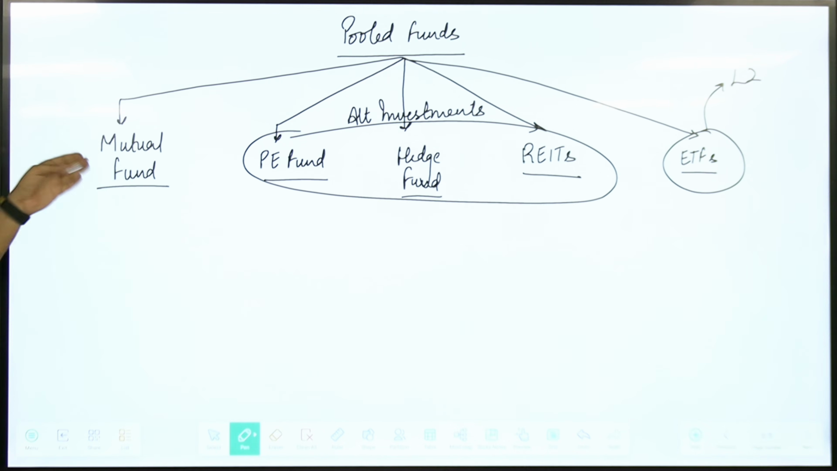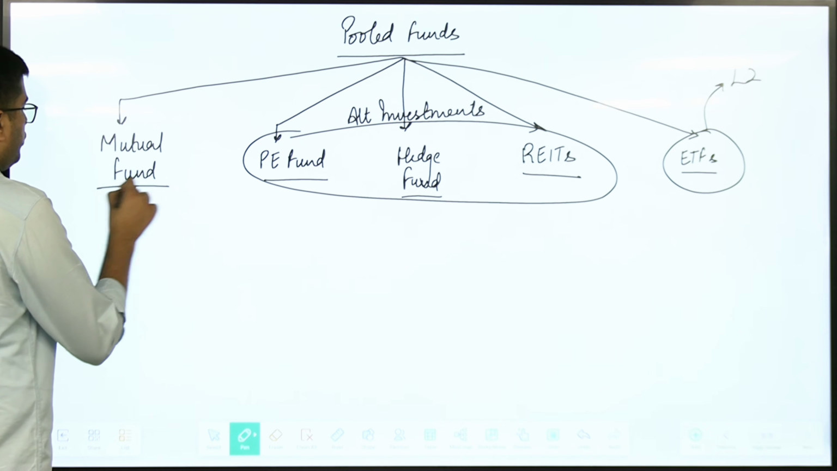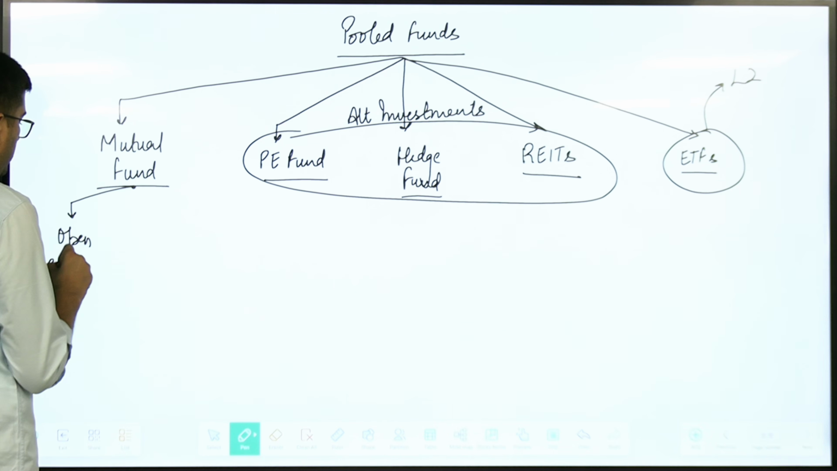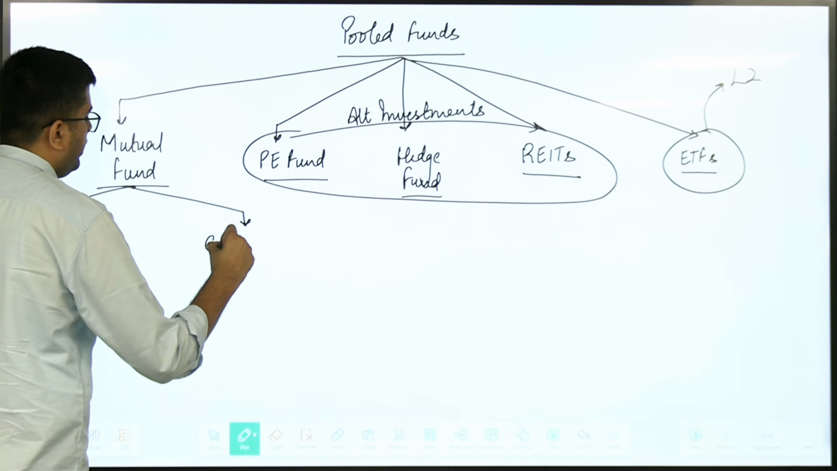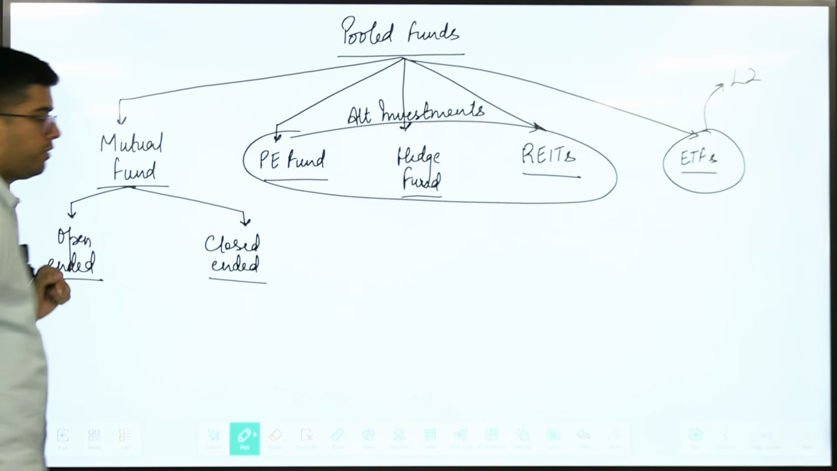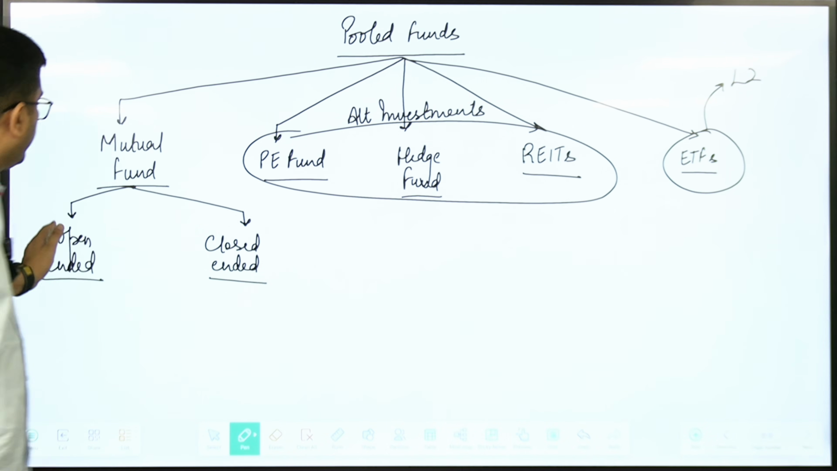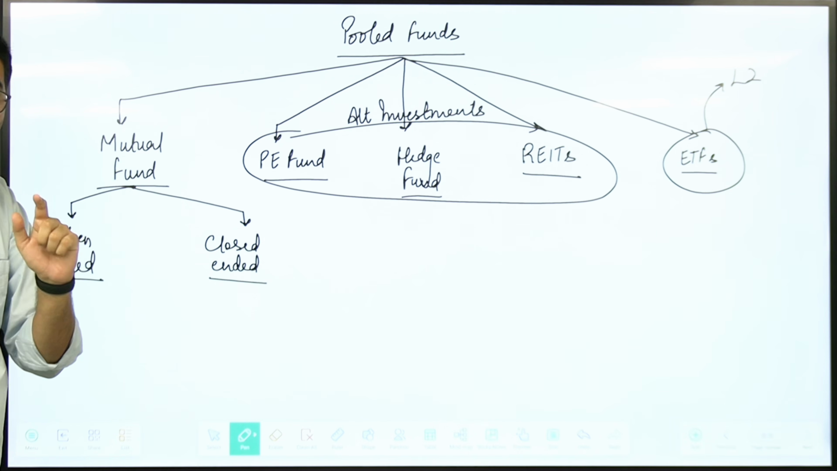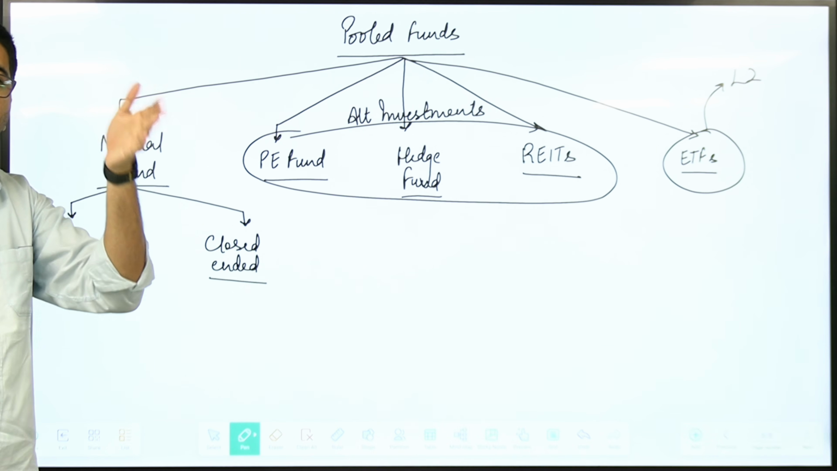So what discussion do we have for mutual fund in this chapter? Mutual fund can be of two types: open-ended or closed-ended. Open-ended mutual fund means that whenever an investor wants to invest in mutual fund, they will directly deal with the mutual fund. So let's say I want to invest, I will give my money to the fund.